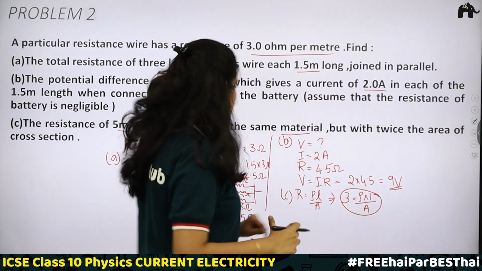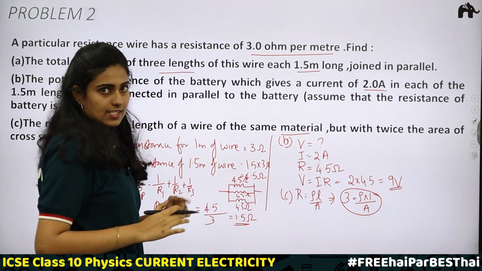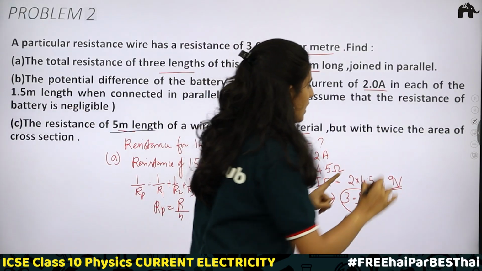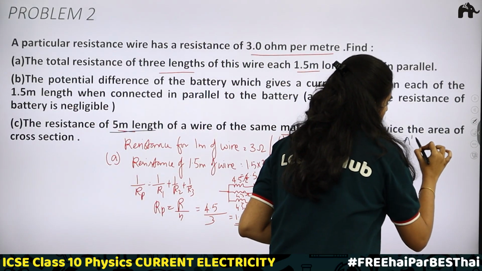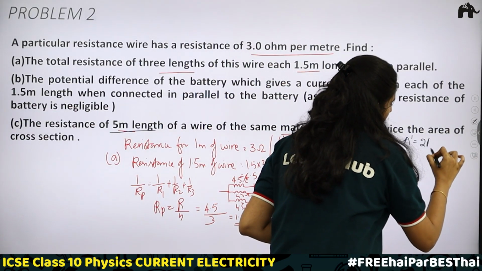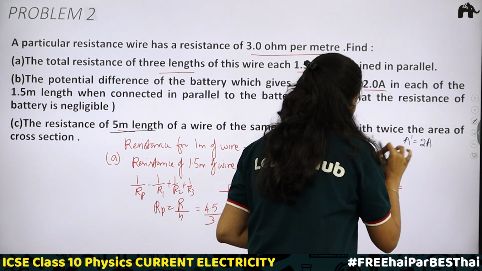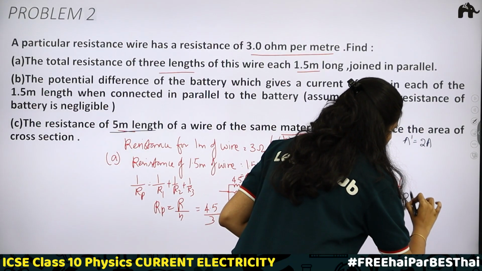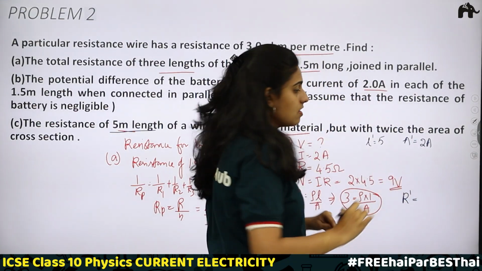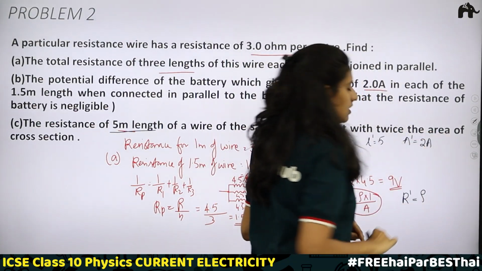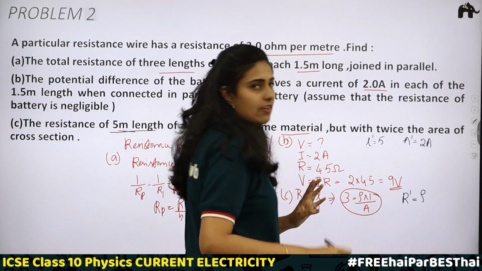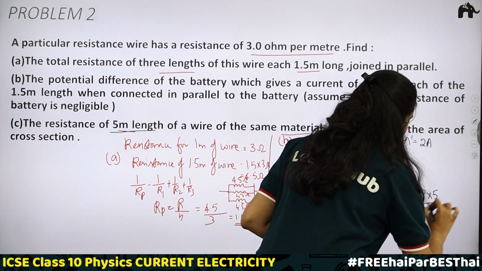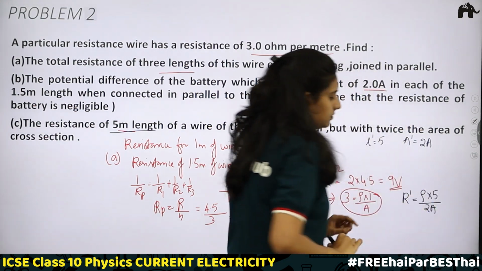We have to find the new resistance when length becomes 5 meters and area becomes twice, which means the new area A' will be 2A and the new length L' will be 5 meters. Therefore, the new resistance R' will be equal to rho. For the same material, we will have the same resistivity. Rho into 5 divided by 2A.